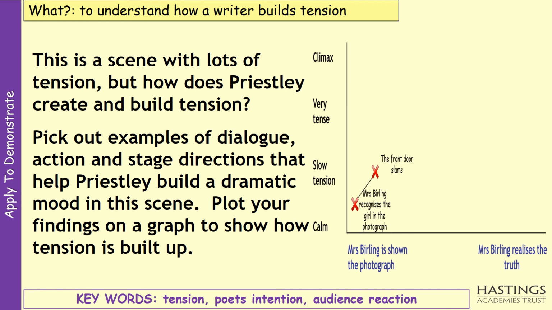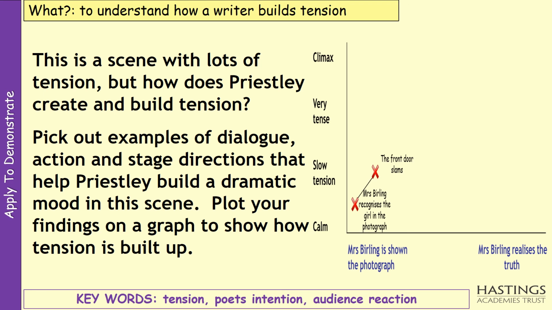So there's been a lot of things happening in this scene so far, up until the end of Act 2, which is quite dramatic. And there's been a lot of tension, but how has Priestley created and built this tension? I want you to go back through your text and pick out examples of dialogue, action and stage directions that help Priestley to build a dramatic mood in this scene. Plot them onto a graph like I've shown you here.